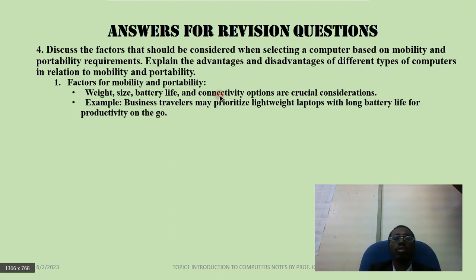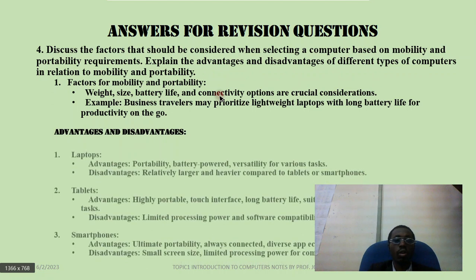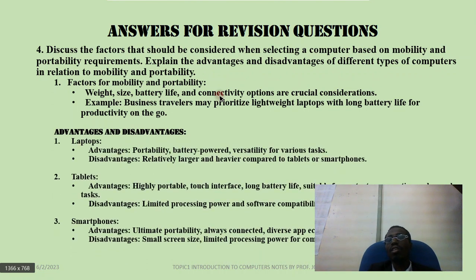Examples you can talk about: business travelers may prioritize lightweight laptops with long battery life for productivity on the go, because they travel long and need to do their work while in transit. Advantages and disadvantages, we can talk about laptops. Advantages are that they are portable, they are battery powered, and they are versatile for various tasks because they can do several jobs without getting tired. Disadvantages: they are relatively larger and heavier compared to tablets or smartphones.